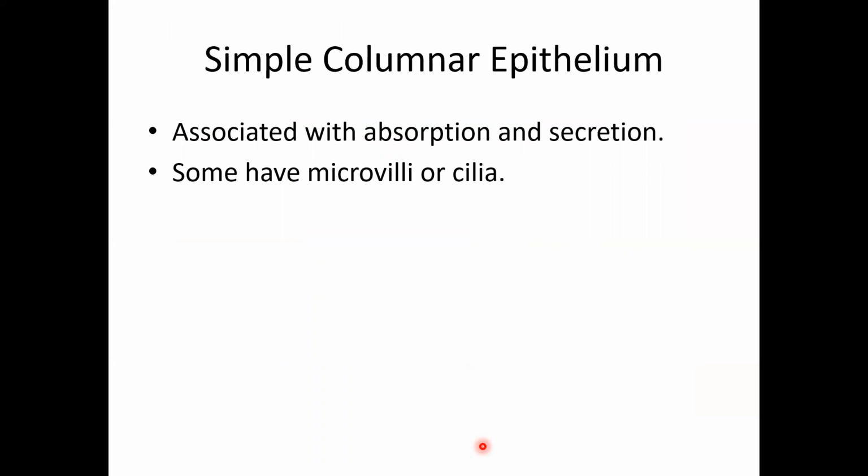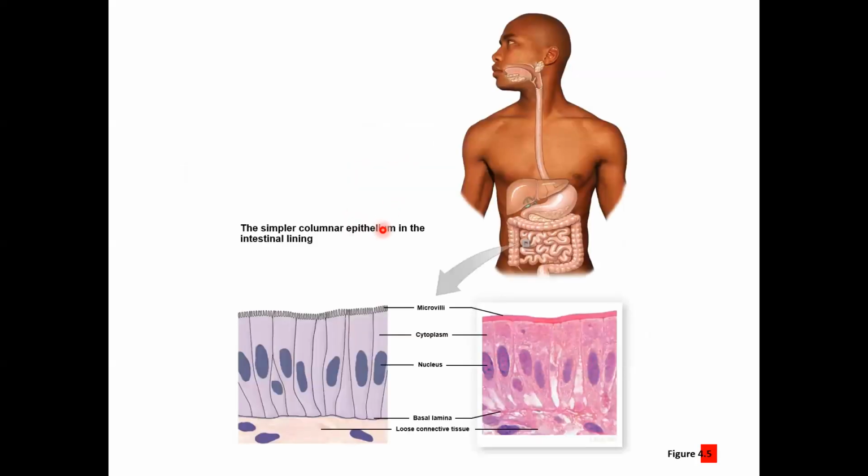Simple columnar epithelium is also associated with absorption and secretion because we just have one layer of cells. Often we see microvilli or even cilia here. Cilia to move something like mucus along the surface of the cells, microvilli to increase the surface area of the cells. Whenever you see microvilli, you need to think absorption because microvilli increase the surface area. And the only reason to do that is if you're moving some sort of product across that membrane. Microvilli, absorption. Here is the simple columnar epithelium in the lining of the small intestine. And you can see those microvilli there.